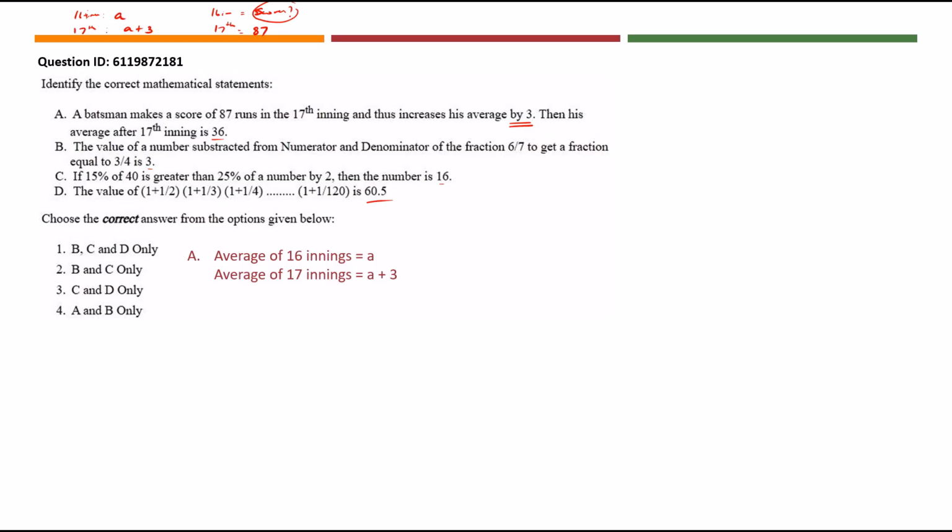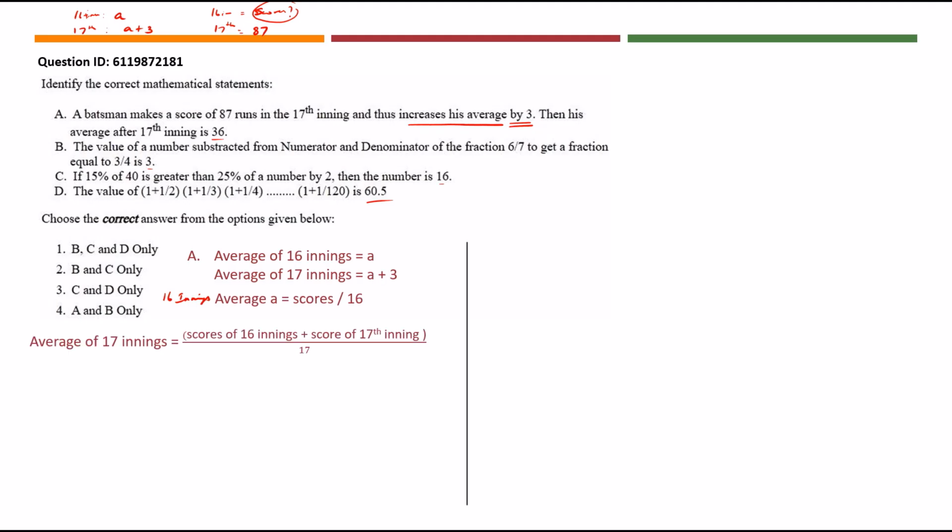We will solve it. The average of 16 innings can be taken as A, and the average of 17 innings is denoted by A plus 3, because they say it increases the average by 3. The average A is equal to the scores divided by 16. This is for 16 innings. We don't know what the score is, so we are keeping it as scores divided by 16. The average of 17 innings will be the scores of 16 innings plus the score of the 17th inning, divided by 17.